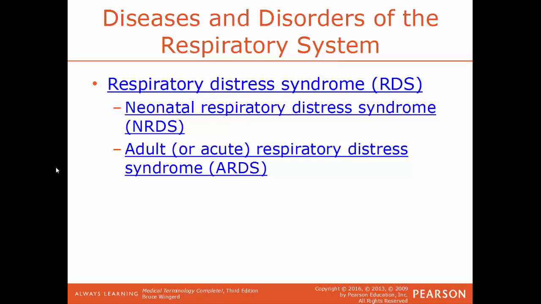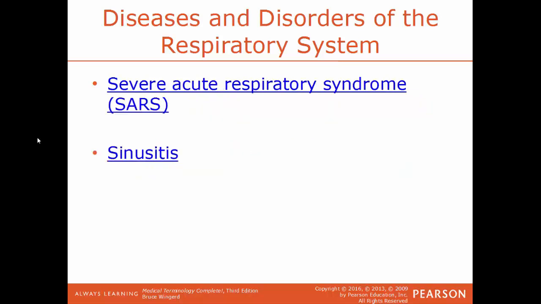Now, this happens in infants. It's called NRDS, neonatal respiratory distress syndrome. It almost only happens with premature babies because the lungs aren't fully formed yet. And when this happens in adults, it's called ARDS, adult or acute respiratory distress syndrome. This is a potentially life-threatening condition because once your tissues are starved of oxygen, they will start to die within minutes.